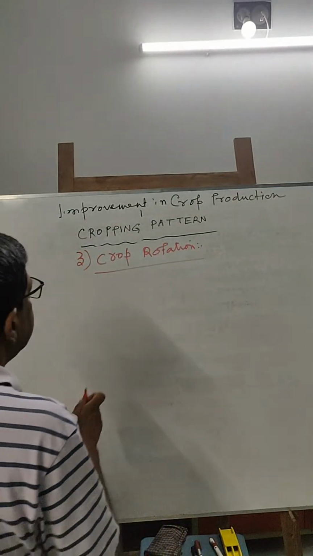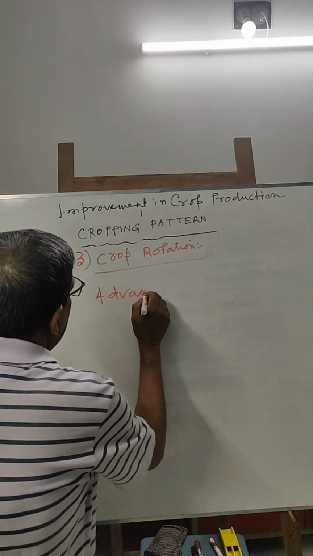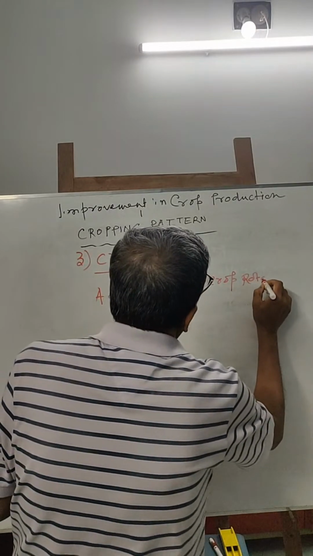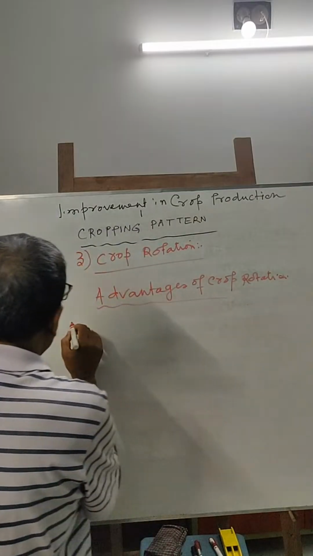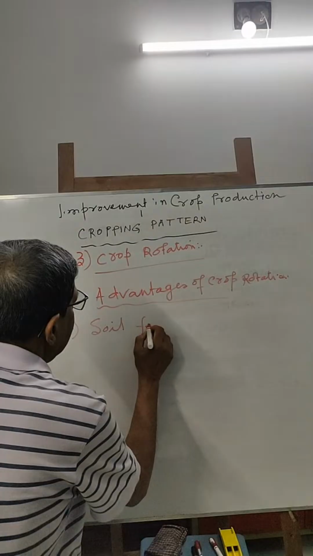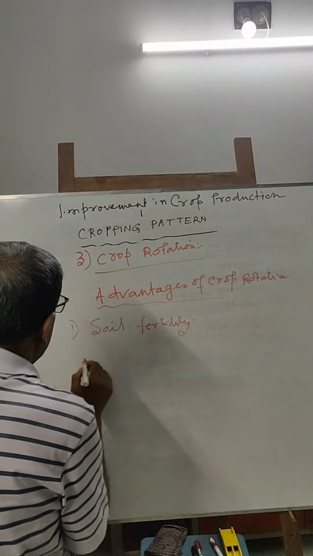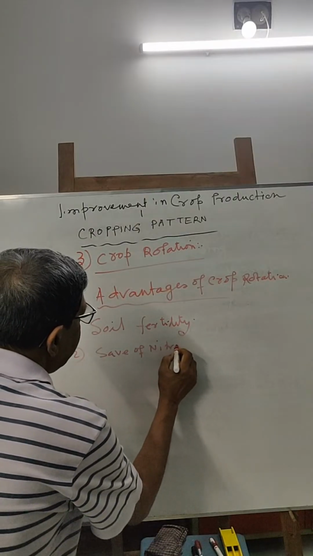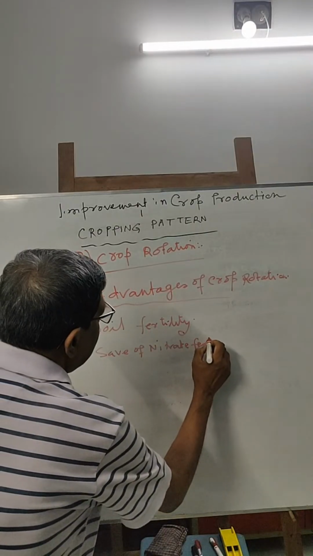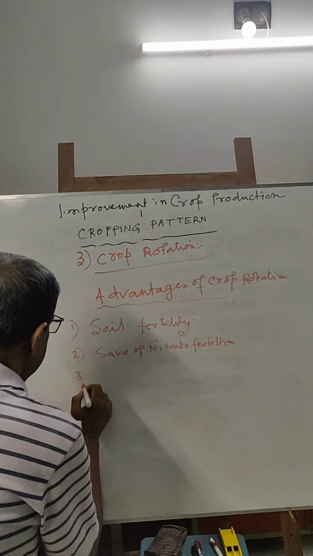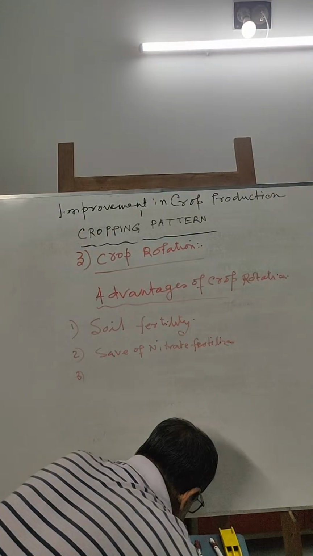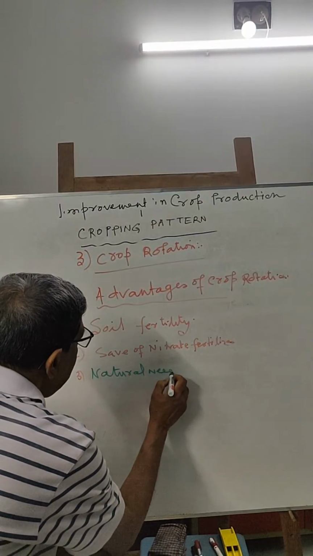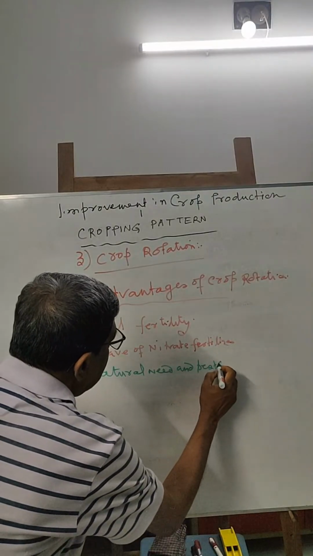Advantages of crop rotation. Number 1, soil fertility. Number 2, save of nitrate fertilizer. Number 3, natural weed and pest control.